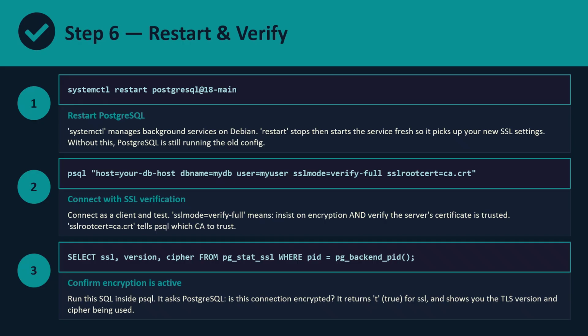Second, test your connection from a client using psql with 2 important options. sslmode should be verify-full, which means the client will insist on both encryption and certificate verification, and sslrootcert pointing to your ca.crt file, so psql knows which CA to trust. Third, once connected, run this SQL query against the pg_stat_ssl view. It will return a row showing ssl equals true, the TLS version being used, and the cipher name. If you see this, SSL is fully working.